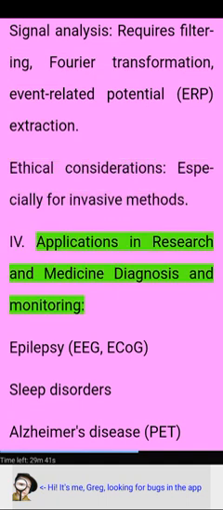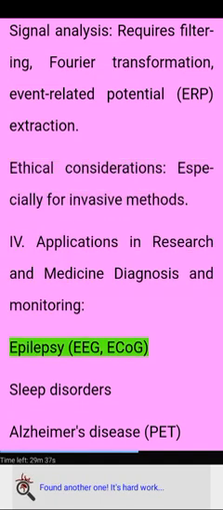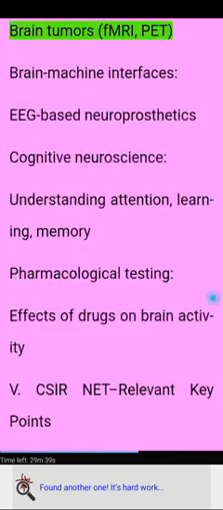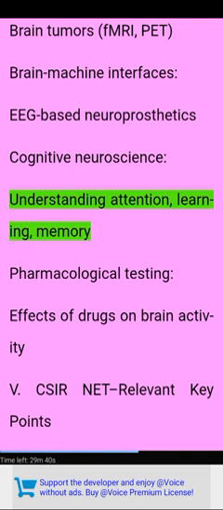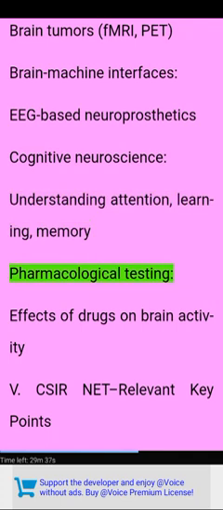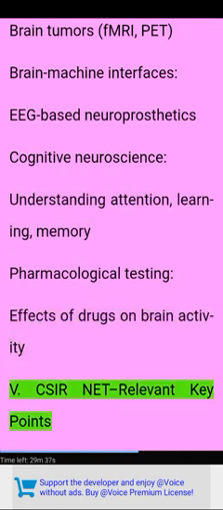4. Applications in research and medicine. Diagnosis and monitoring: epilepsy, EEG, ECoG. Sleep disorders. Alzheimer's disease, PET. Brain tumors, fMRI, PET. Brain-machine interfaces, EEG-based neuroprosthetics. Cognitive neuroscience: understanding attention, learning, memory. Pharmacological testing: effects of drugs on brain activity.